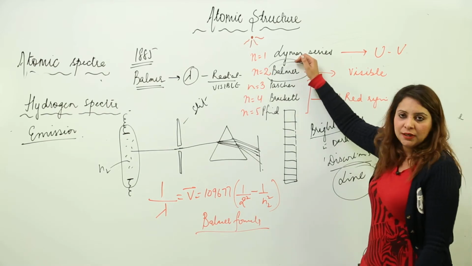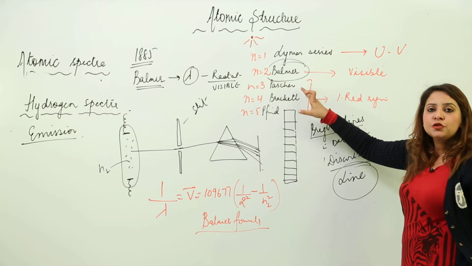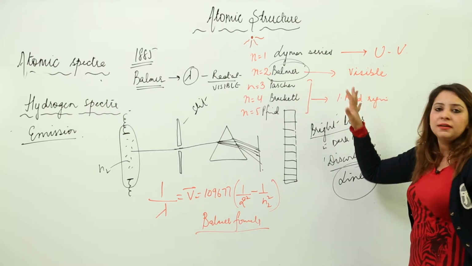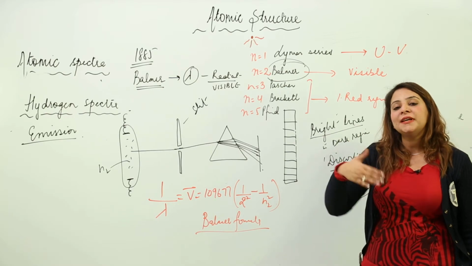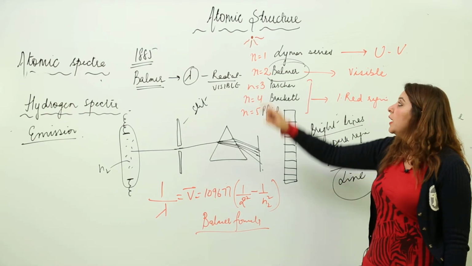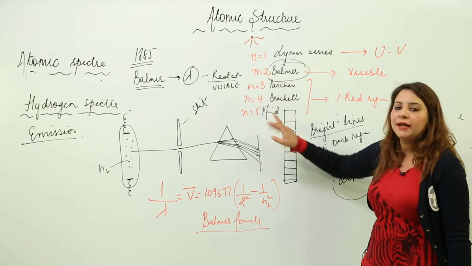So we have Lyman, which falls in the ultraviolet, Balmer in the visible, and Paschen, Brackett and Pfund in the infrared region, and as they occur we specify them with n also. For Lyman, n is equal to 1, then 2, 3, 4 and 5.